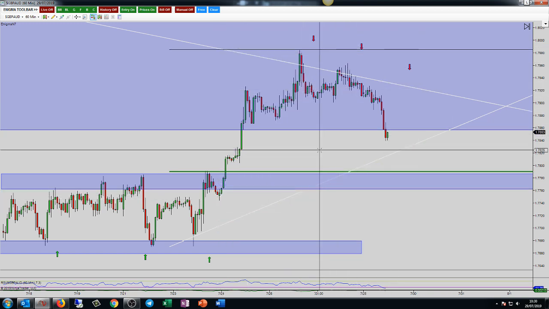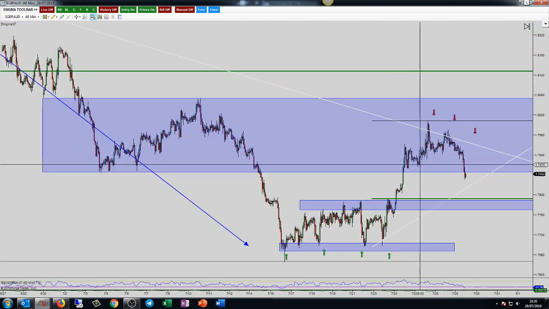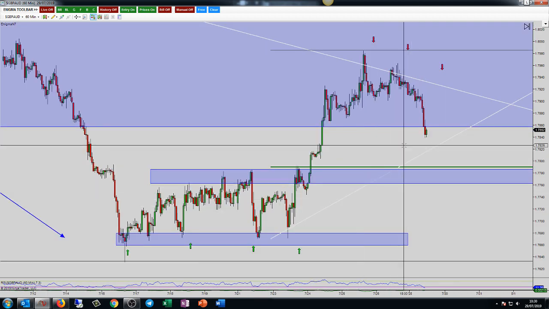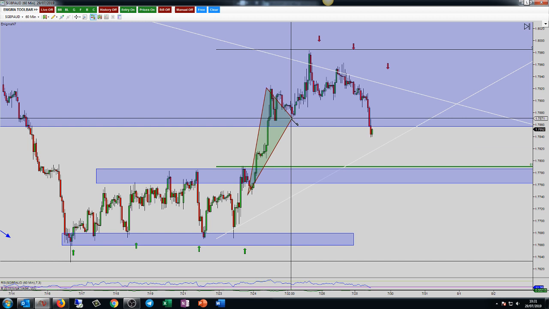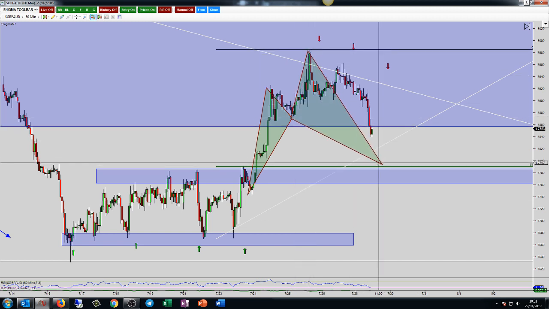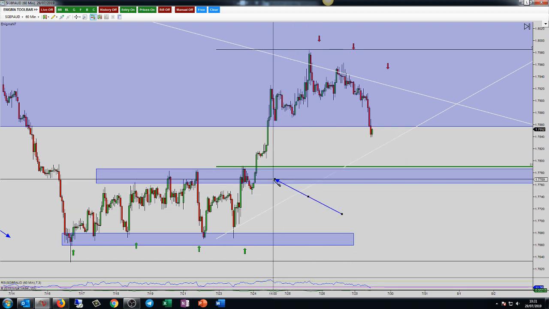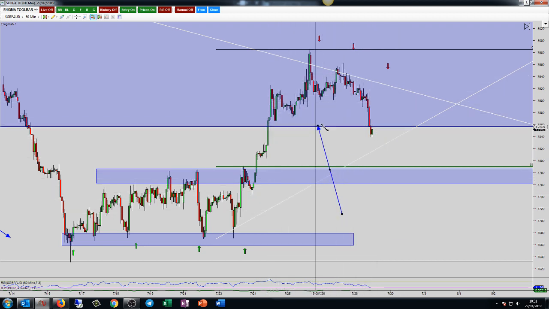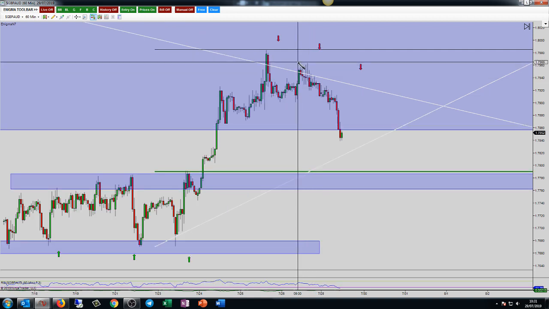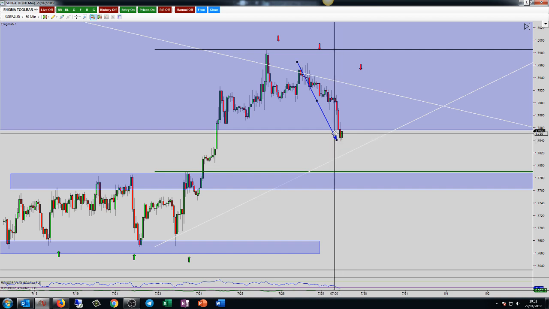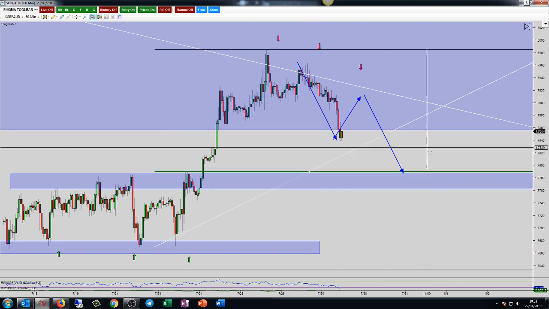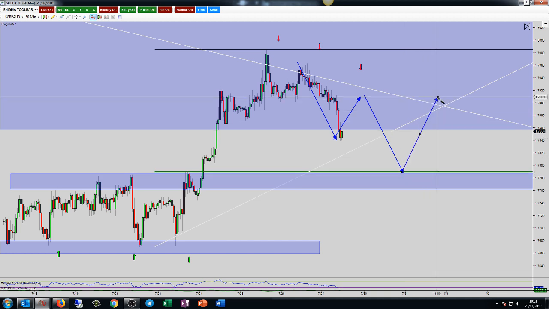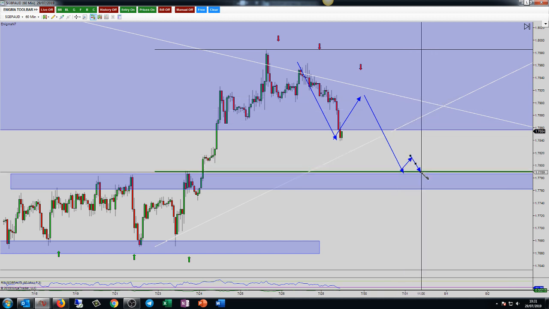Nope, nope, nope. Okay. I've got nothing here at the moment. So there's no advanced patterns. I was looking at a potential cipher pattern just here, X to A to B, but it's not valid. But we could have looked at that as the entry to get long. That isn't going to happen. There's no bat pattern or Gartley. There's no butterfly pattern here. What we could see is an AB equals CD pattern coming down into this area, and that might give us some more confirmation that we could see a rotation. We could even then add a double bottom or a head and shoulders.